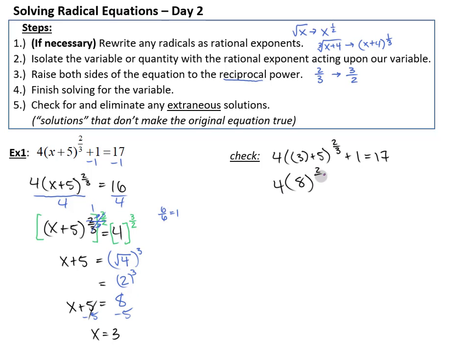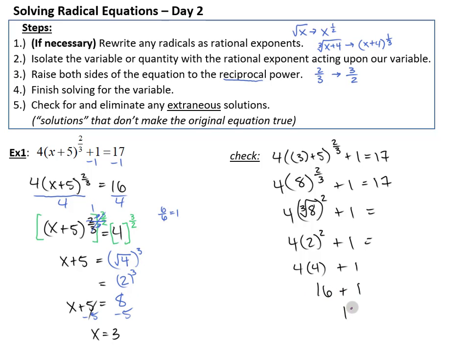So remember, we're following order of operations, so we've simplified in the parentheses. Now we would do our exponent. This is the 3rd root of 8 squared. So evaluating that, the cubed root of 8 is 2. And 2 squared is 4. So this becomes 4 times 4 plus 1, which gives me 16 plus 1. And the left does end up equaling 17.